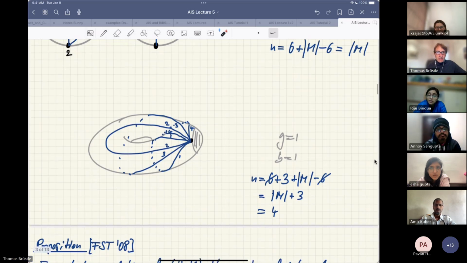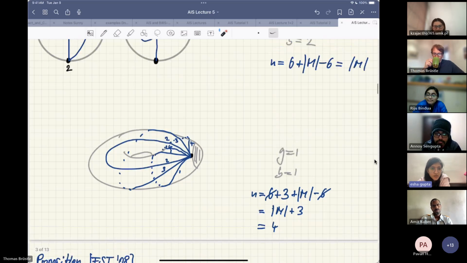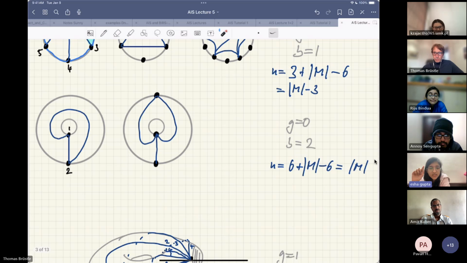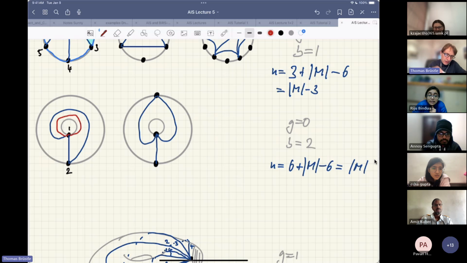Okay, good. I have a question, Thomas. In the example of the annulus, is the arc that starts and ends at 1 and loops around the inner circle, is that a valid arc? The short answer is no. Okay. You mean this arc?